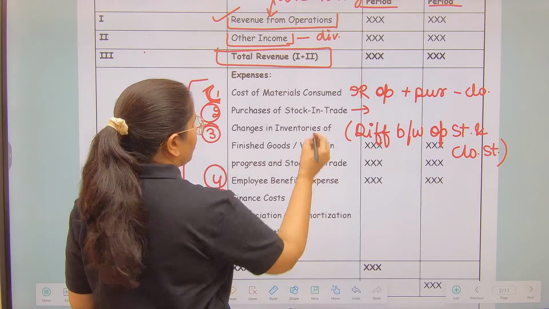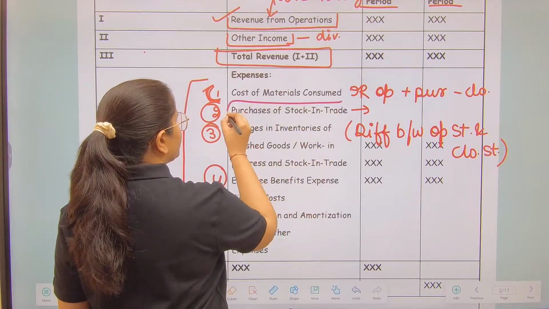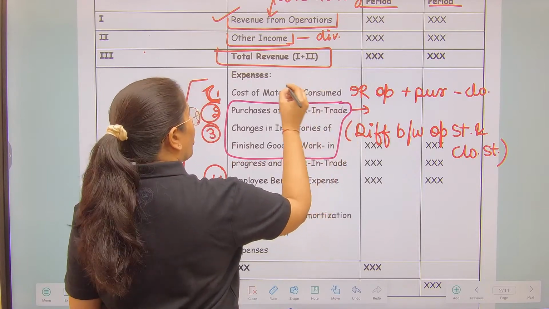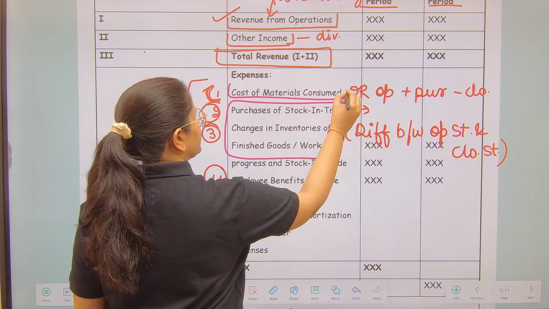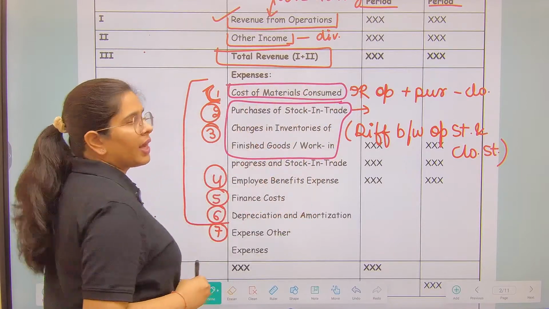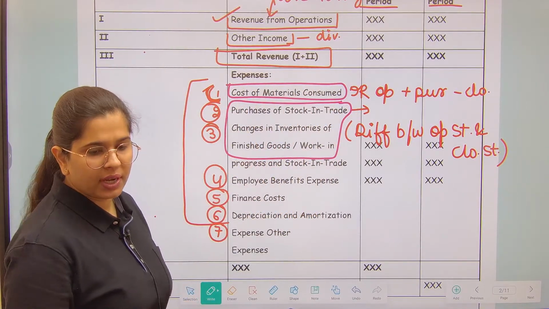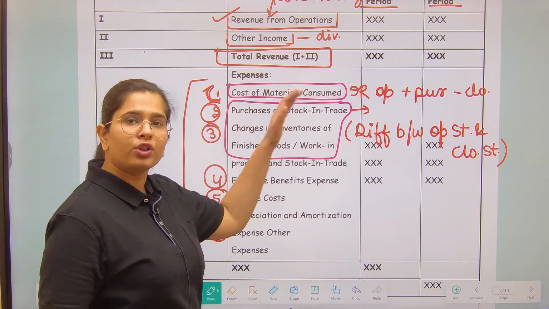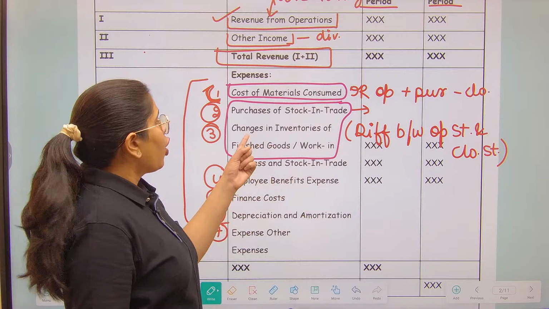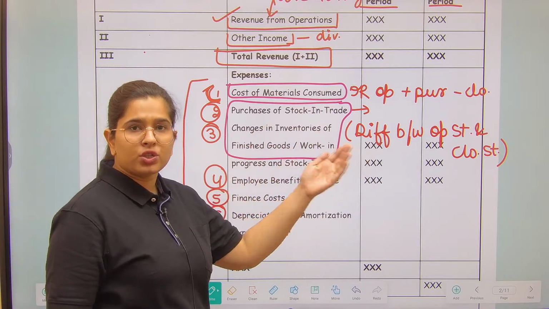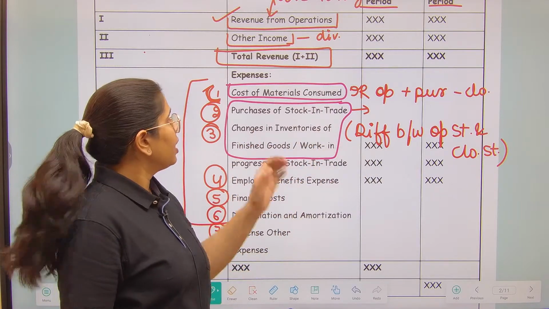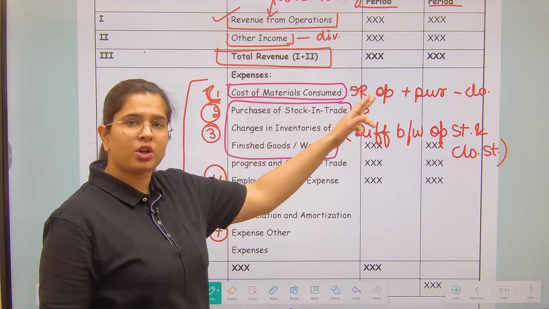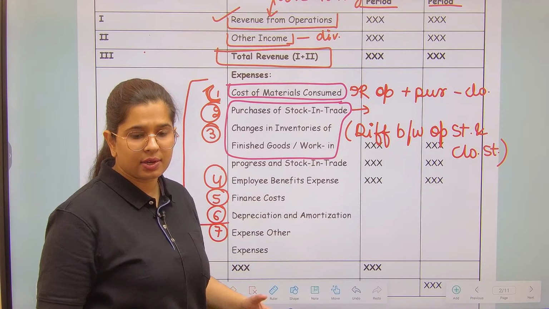The point of saying over here is either you will mention this or you will mention this. Both of them together will not be mentioned. Only one of them will be mentioned. Why? Because the meaning of both of them is the same. Changes in inventory is opening stock less closing stock, right? Purchases and cost of material consumed is also opening plus purchases less closing.